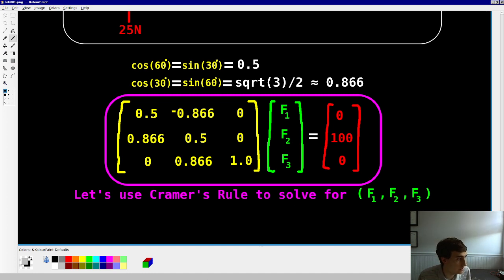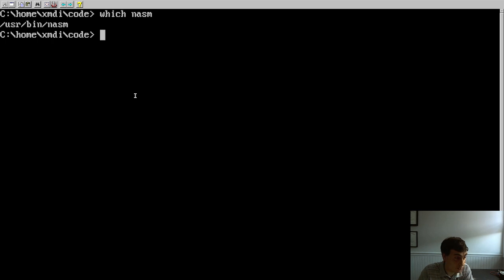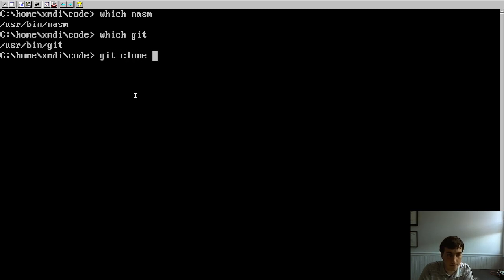Okay, cool. So we're going to start completely with a clean slate here. I don't even have the repository installed on this machine, so we're going to get everything from scratch. You will need NASM. NASM is an assembler. That's what we use to assemble our assembly code. And you will also need Git to get the repository. And so I'm just going to git clone the link.